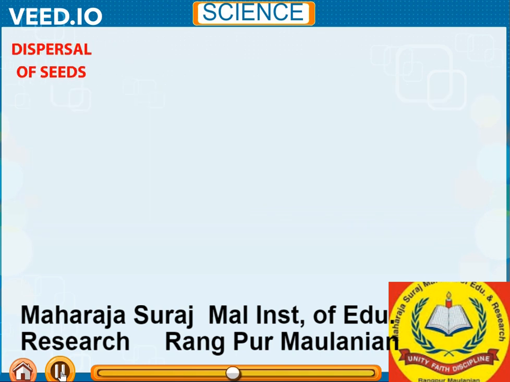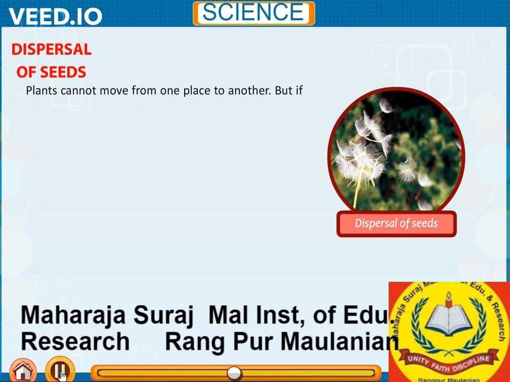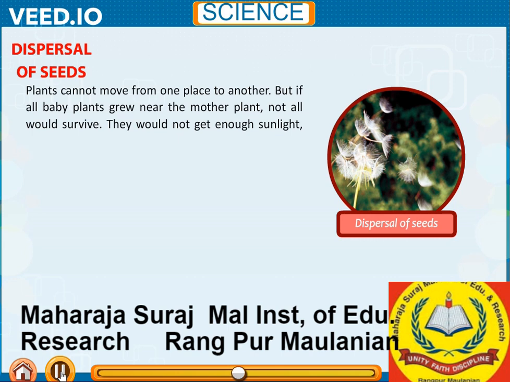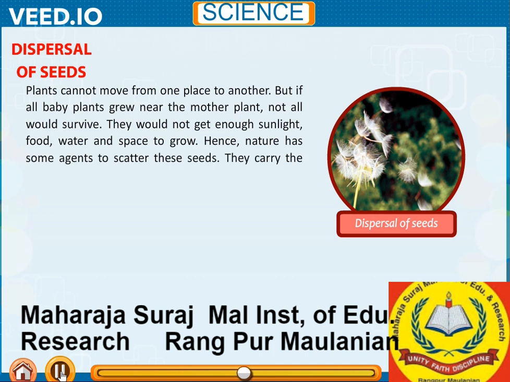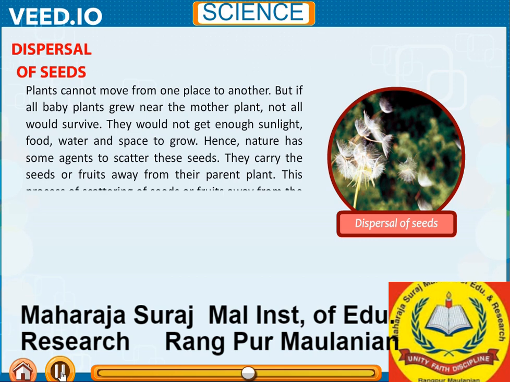Dispersal of seeds. Plants cannot move from one place to another. But if all baby plants grew near the mother plant, not all would survive. They would not get enough sunlight, food, water and space to grow. Hence, nature has some agents to scatter these seeds. They carry the seeds or fruits away from their parent plant. This process of scattering of seeds or fruits away from the mother plant is called dispersal.